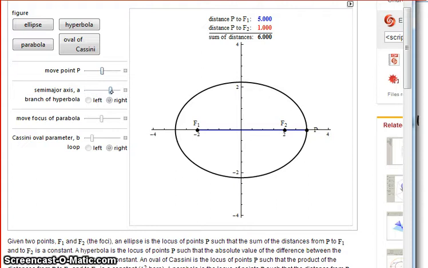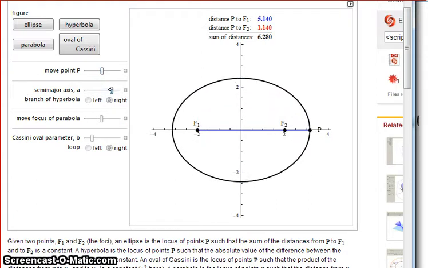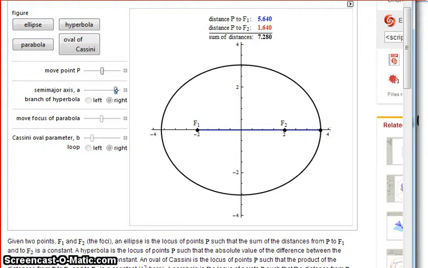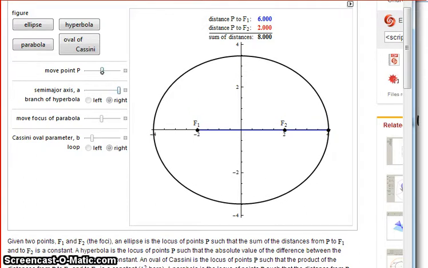I can change that sum by sliding this other slider here, and let's increase it a little bit. As you can see, if I change the sum, I change the size of the ellipse. Now when I move the point around and around, I still have two segments, a blue one and a red one. The two segments connect point P, which is just an arbitrary point on the outside of the figure, to these two mysterious foci.